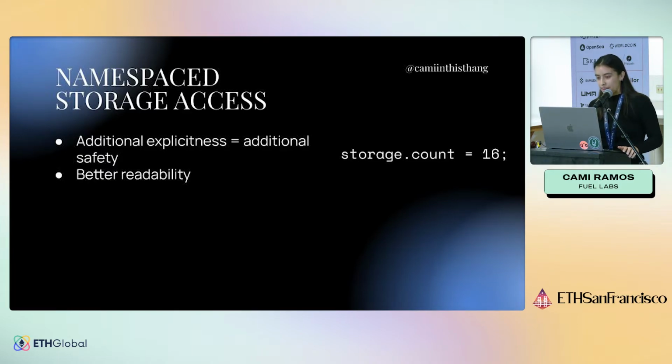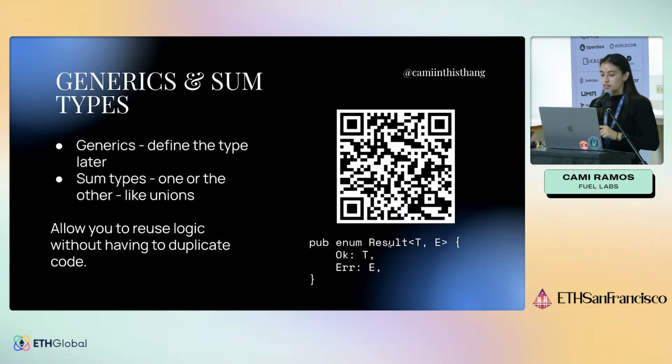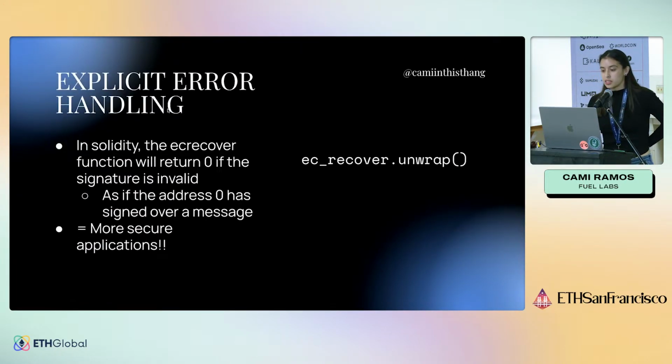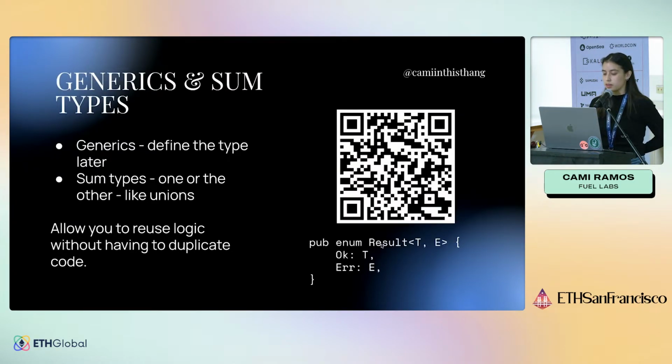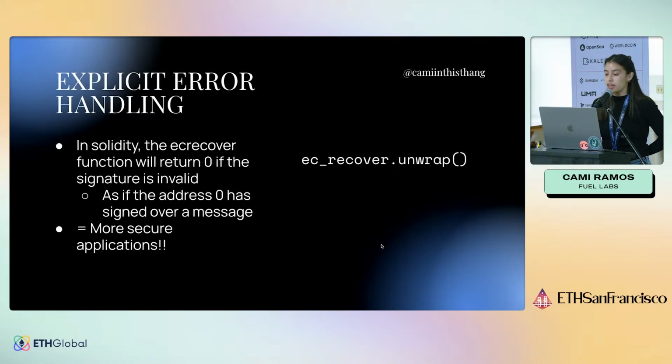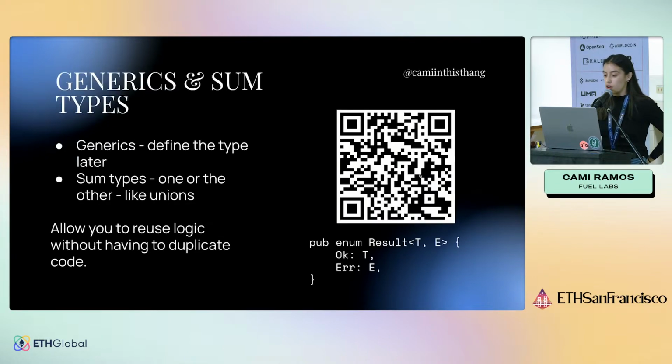Okay. So this is what I was talking about for generics and sum types. If you see this result, this is the result I'm talking about when I'm talking about explicit error handling. You can do this unwrap method on result to actually access what was it.